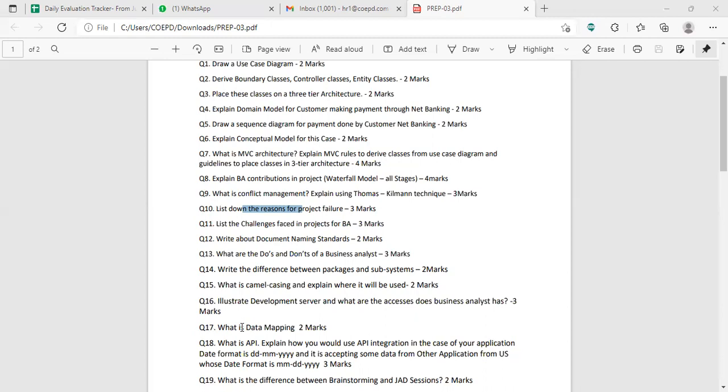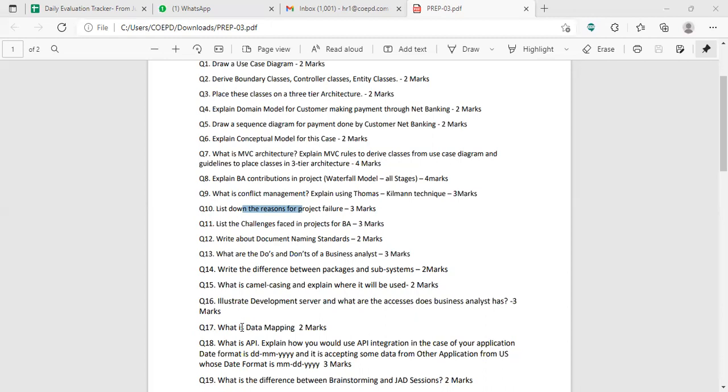Second one is you have to write down all the rules to derive the classes, and also all the guidelines to place the classes in the 3-tier architecture. So it's a 4 marks question. So make sure you do not give a small para. Try to answer the complete question and then submit the answer.